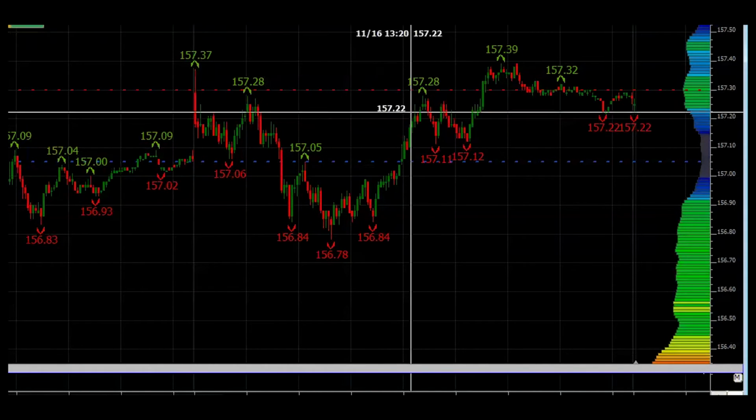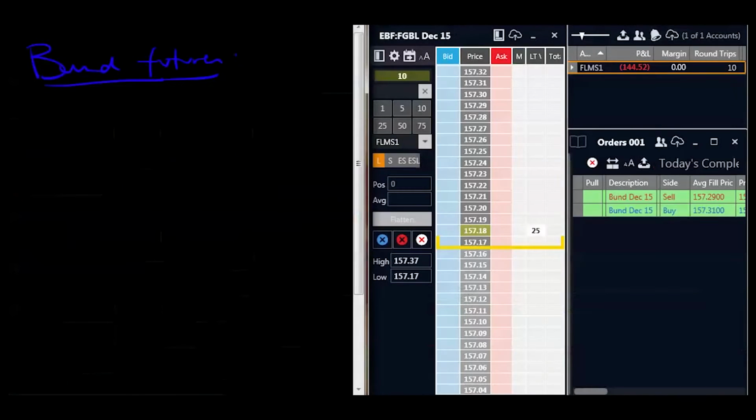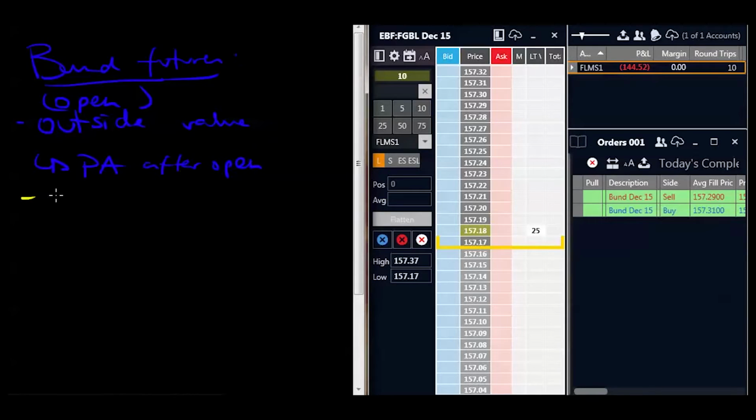So the market had basically opened up outside of value. So what we're going to be looking at is a market that opened outside of value. We just want to take a look at the price action after the open and how we can react to it. Obviously, we have to keep in mind that this is outside of cash hours. So this is a futures only session.